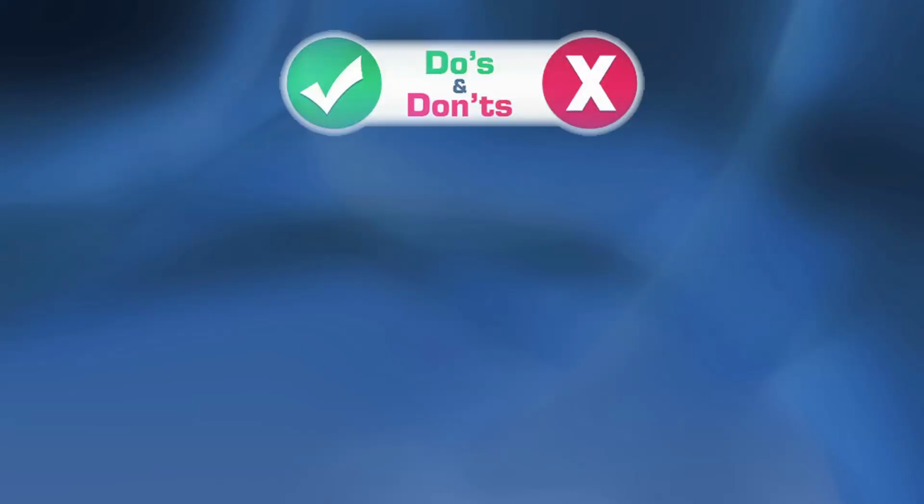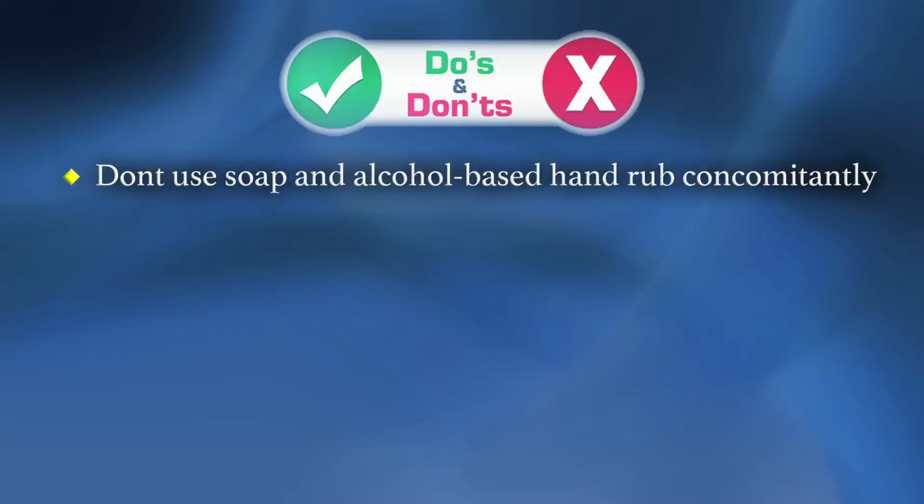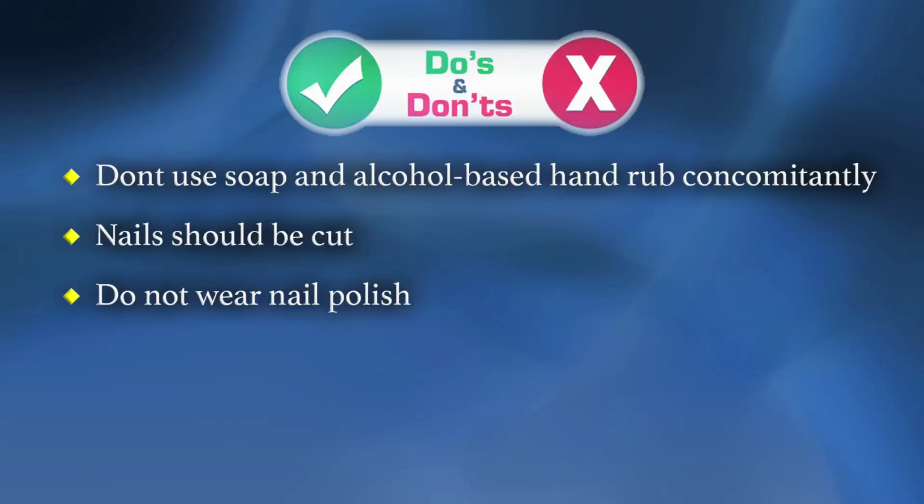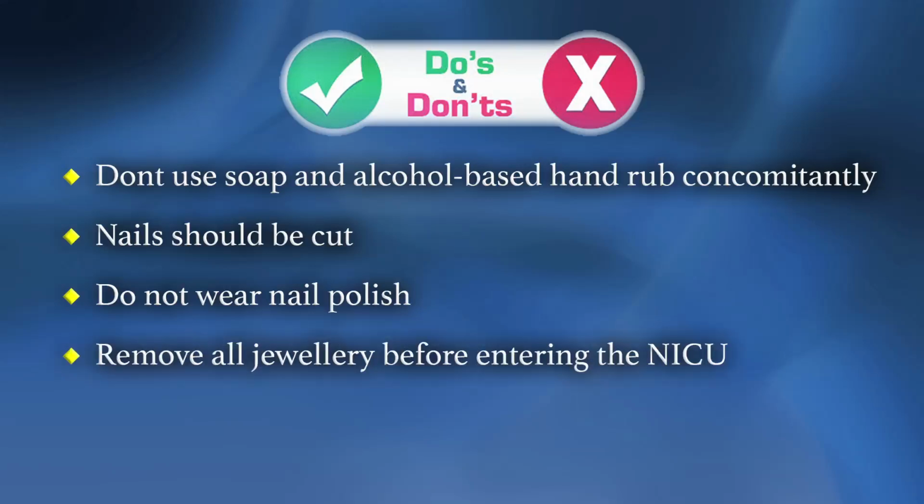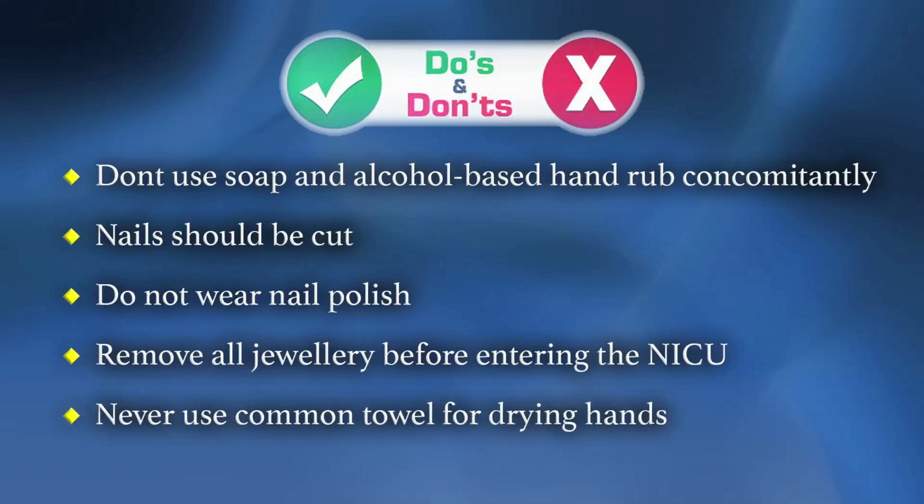Some important steps to be remembered are: soap and alcohol-based hand rub should not be used concomitantly. Nails should be cut. Do not wear nail paint. Remove all jewelry, that is rings, watches and bracelets before entering the SNCU. Never use common hanging towel for drying the hands.